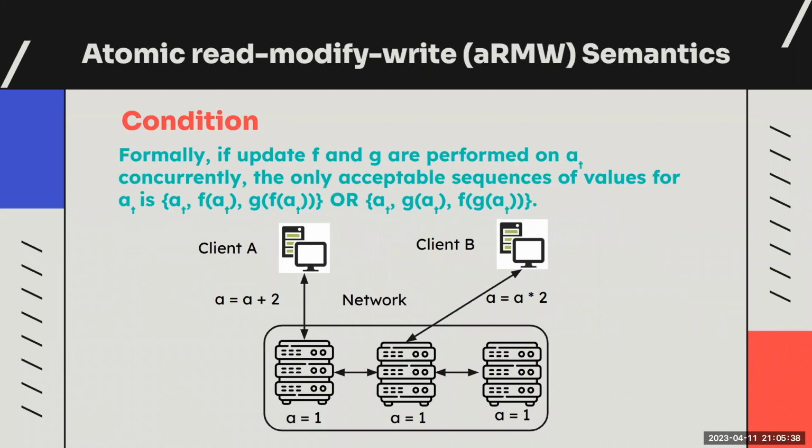The atomic read-modify-write semantics is formally defined as follows. If updates F and G are performed on A_T concurrently, the only acceptable sequences of values for A_T is A_T, F of A_T, G of F of A_T, or A_T, G of A_T, F of G of A_T. So in the example shown here on the slide, the only acceptable values for A would be 6 or 4.